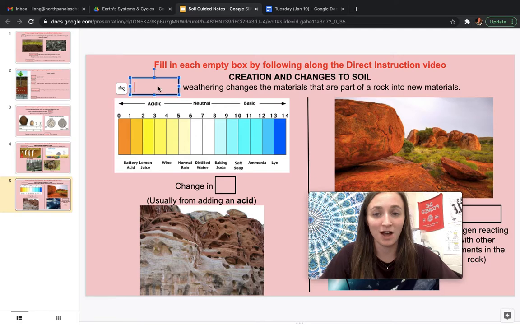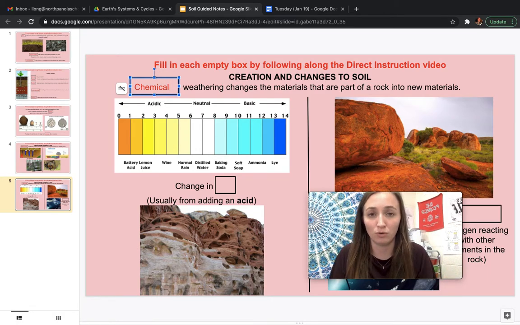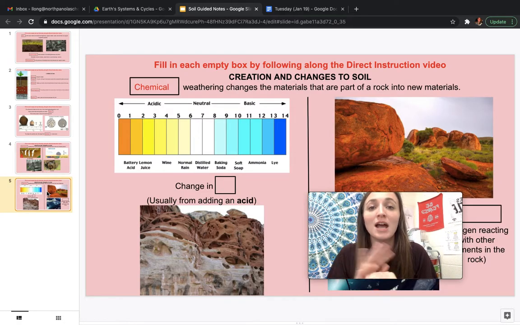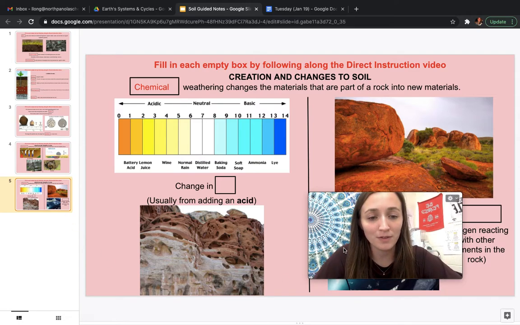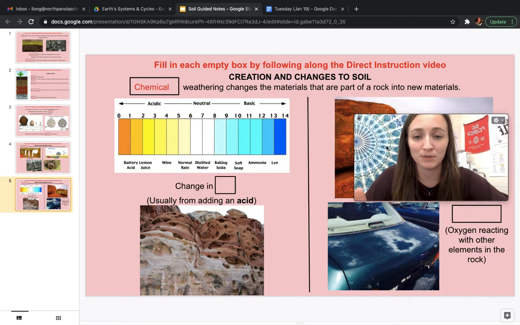The other type of weathering is called chemical weathering. Now, hear me out right here. This is where it gets a little tricky. It is chemical weathering if the materials that are making up the rock, or the substances that are bonded together to form that rock, are changed into something new. So with mechanical, they're just getting smaller. With chemical, they're actually changing into something new. Kind of freaky, right?